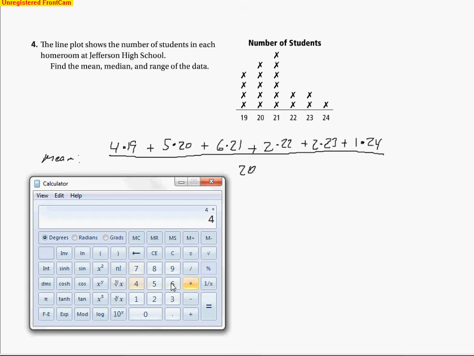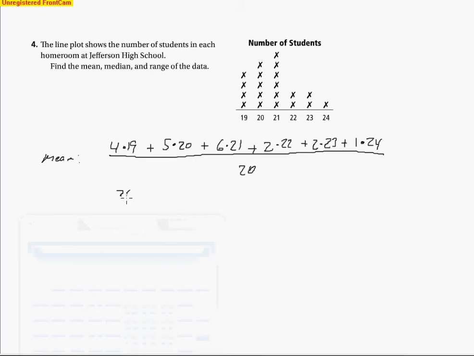So we'll go ahead and multiply out some of these numbers here. 4 times 19 gives us 76. And this one's going to give me 100. And the next one's going to be 126. And the next one's going to be 44. And then we have 46. And the last one is 24. And I'm again dividing by 20.